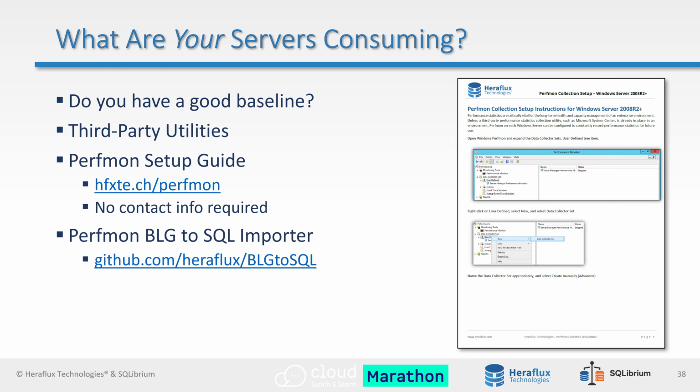Go out to github.com/Heraflux and look for a utility that we released a while back called BLG to SQL. It's a PowerShell script that you can point to the location that all these Perfmon output files are at, and you can load it into a relational SQL Server database. This now puts the raw data in your hands so that you can use any utility you like: Power BI, T-SQL, Excel, well, you name it, you can use it. And now you can get to the raw data and generate your own baseline.